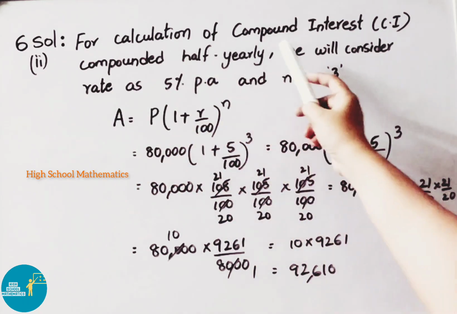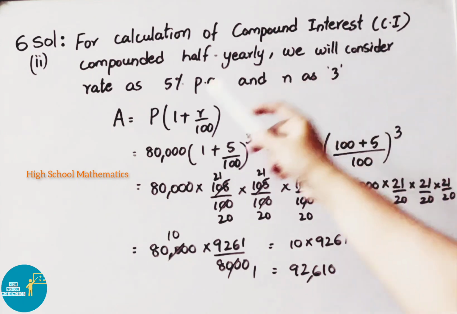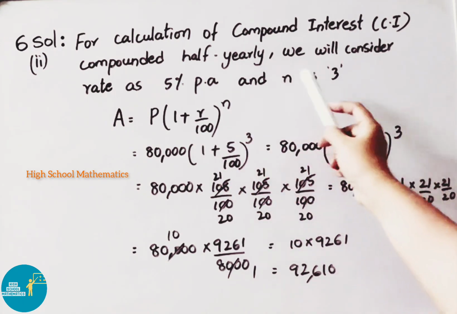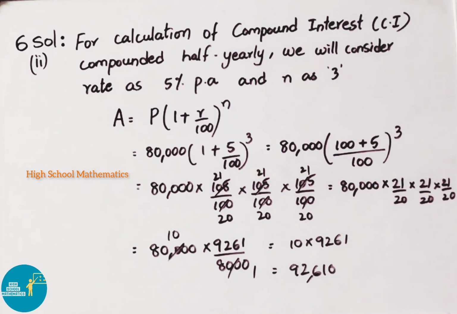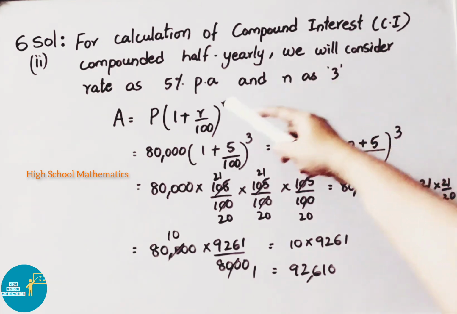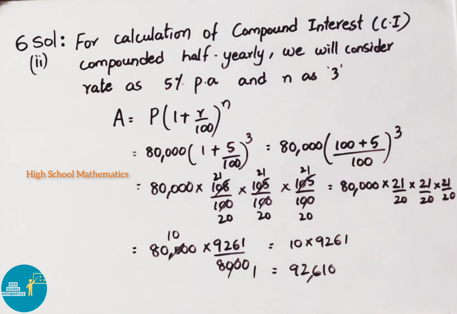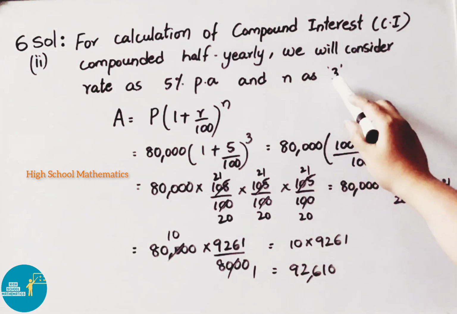For calculation of compound interest compounded half yearly, we will consider the rate as 5% per annum and n value as 3. Actually, they have given the rate of interest as 10%. Here we are finding compound interest for half yearly, so we reduce this rate of interest to half. So it became 5%. The number of years they have given is 1.5 years, so 3 times we have half. So the n value we consider as 3.